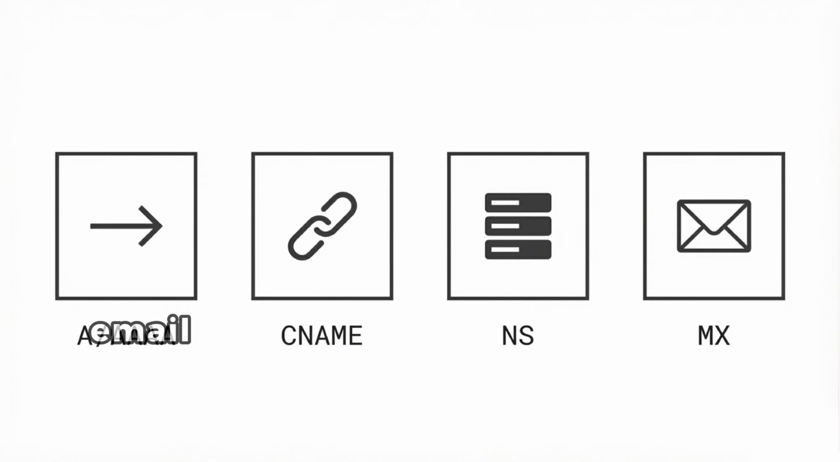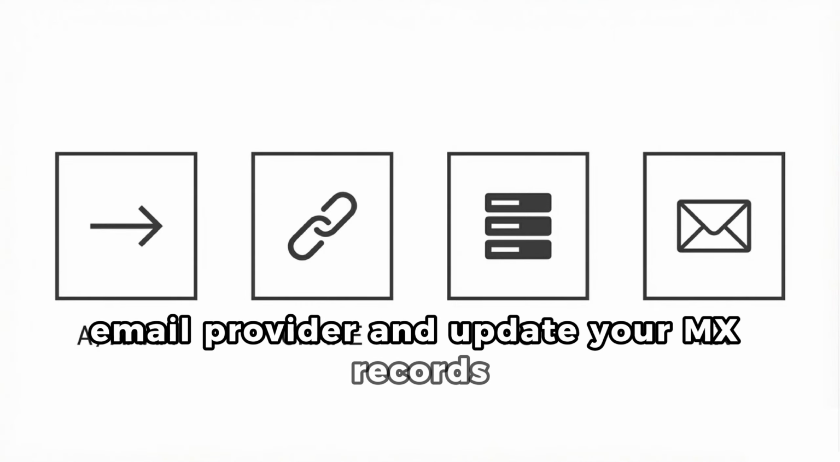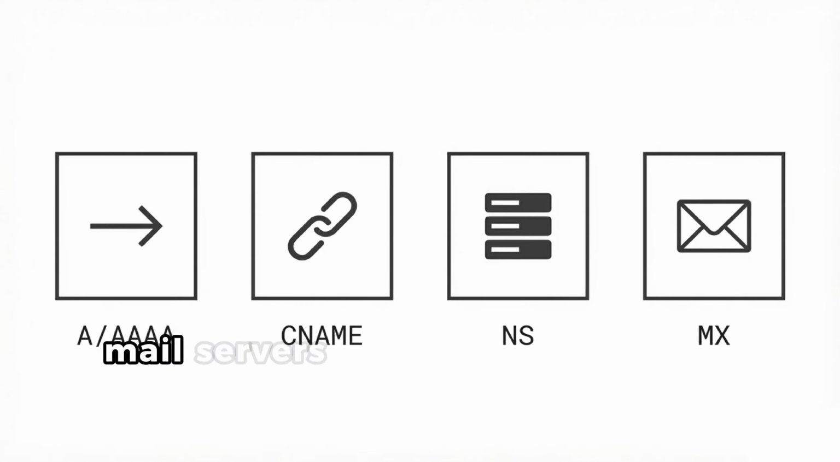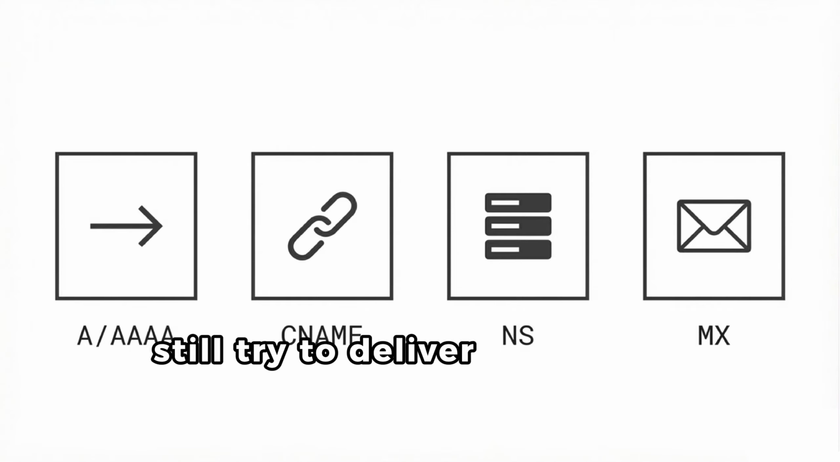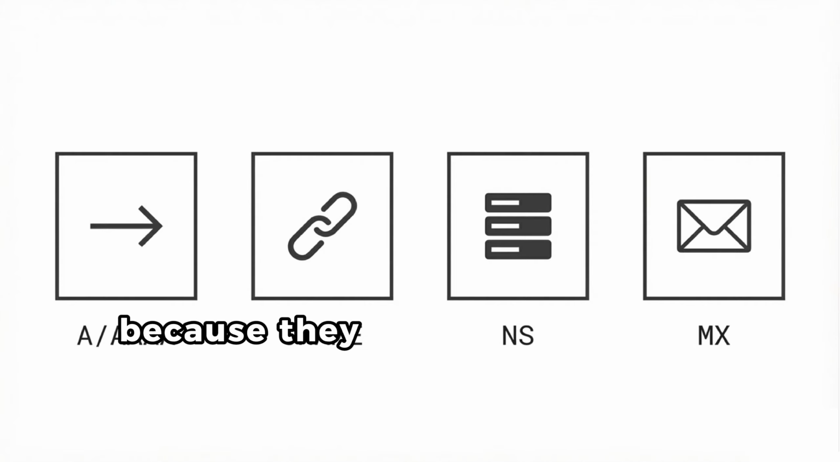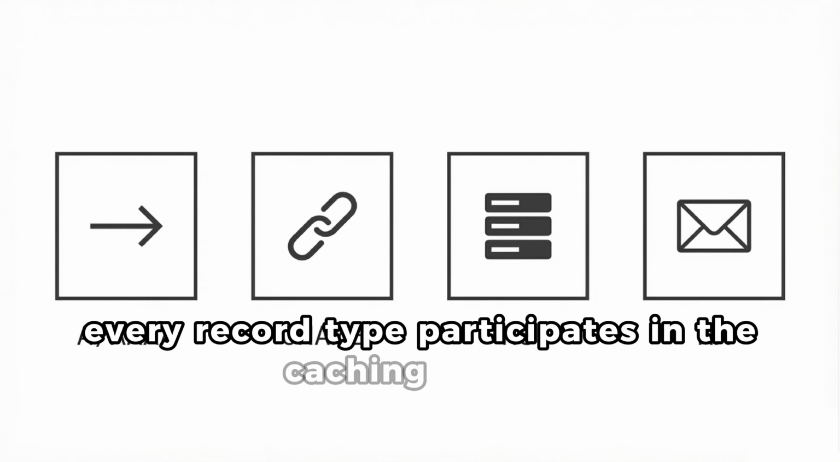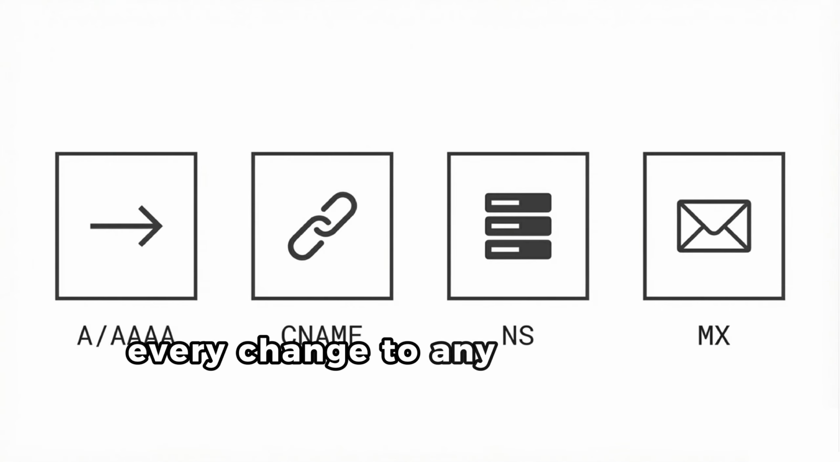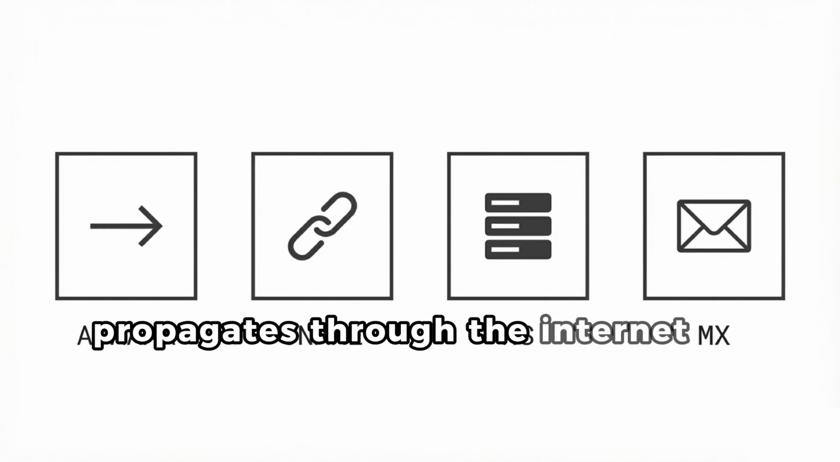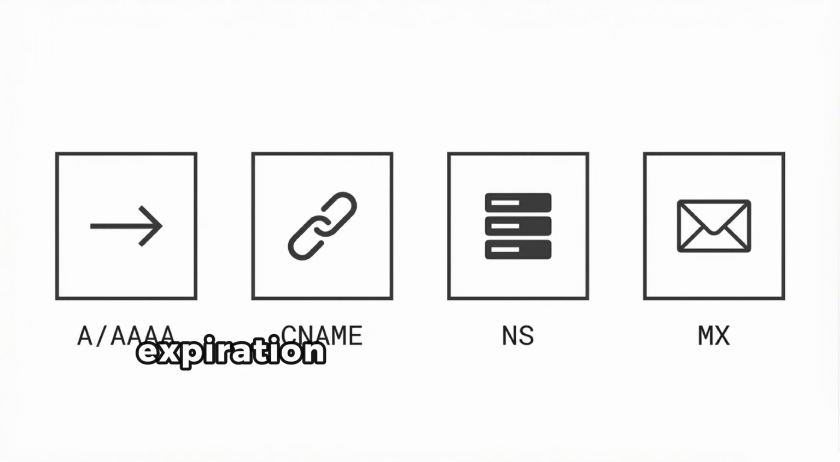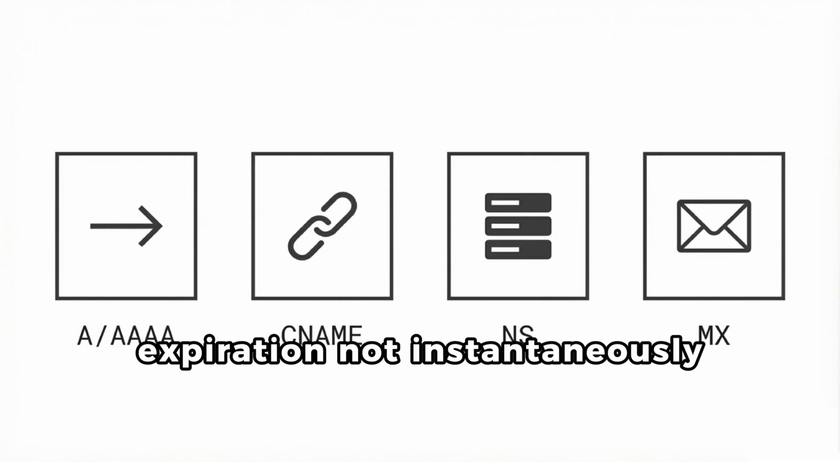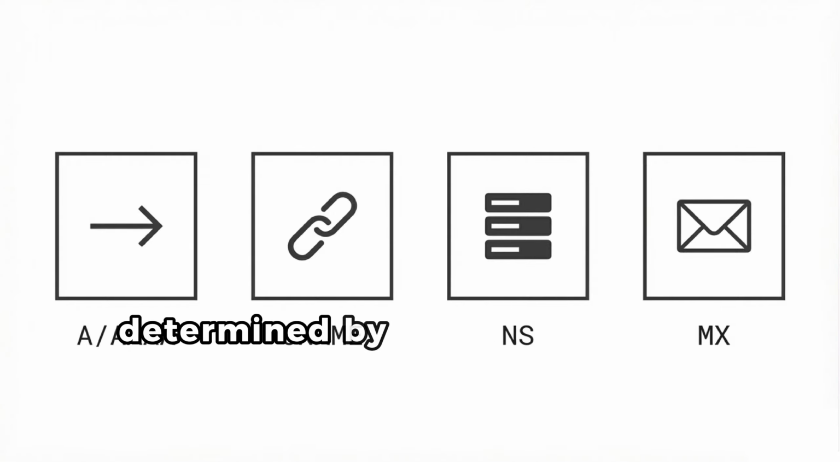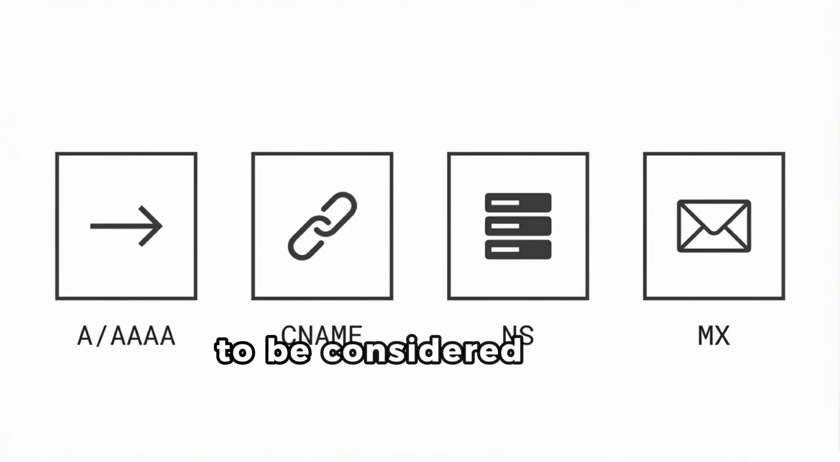If you change your email provider and update your MX records, there's a window during which some mail servers around the world will still try to deliver to your old mail infrastructure because they cached the old MX records. Every record type participates in the caching system. Every change to any DNS record propagates through the internet at the speed of TTL expiration, not instantaneously, but over a window of time determined by how long the old record was set to be considered valid.